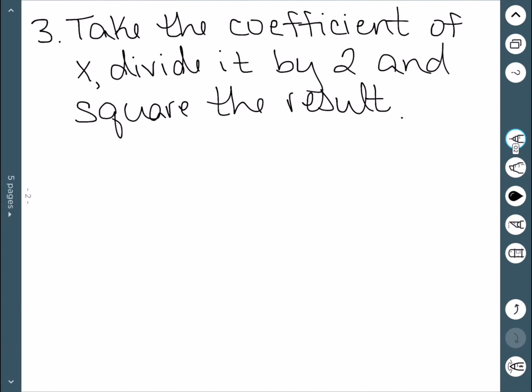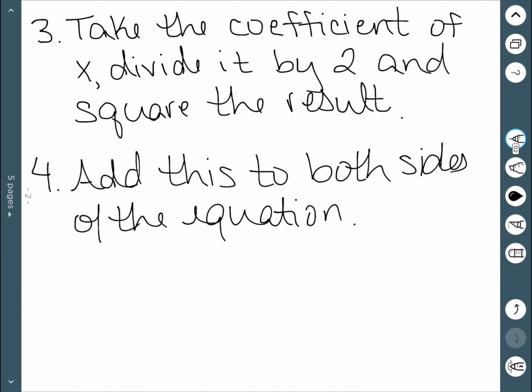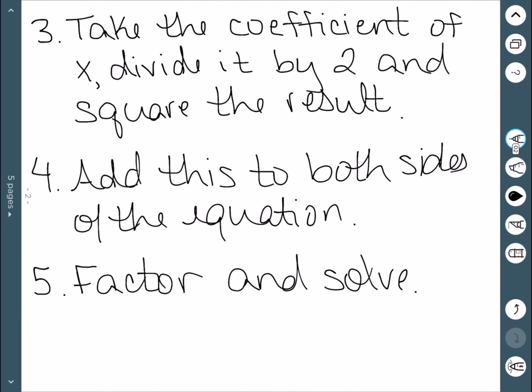The next thing we do is look at the coefficient of x. We're going to divide that number by 2 and then square the result. And this will give us a term that we need to add to both sides of the equation. Once we do this, we can then factor and then solve our equation using previous methods.